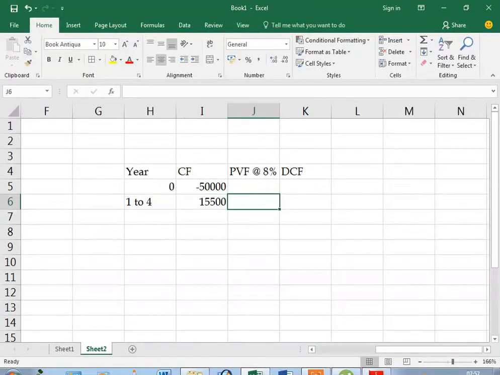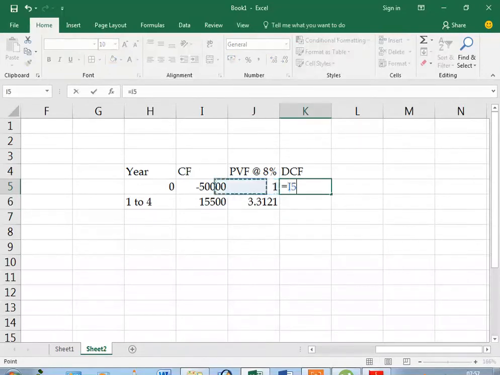In the calculator, 1 divided by 1.08 equal to M plus. This is the first year factor. Equal to M plus, equal to M plus, equal to M plus, and MRC will give me the 4-year factor. What is that number? 3.3121. Okay, 3.3121 is basically the factor.